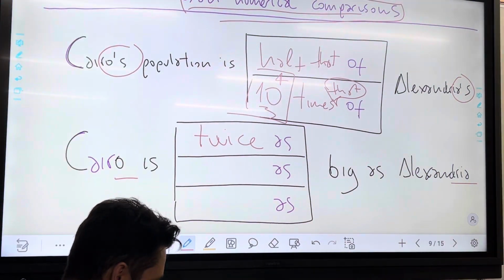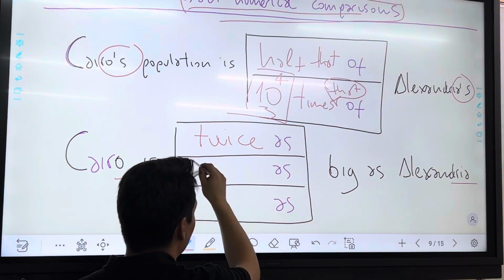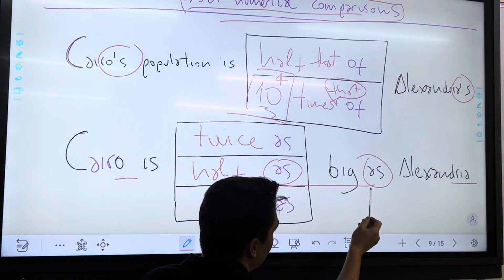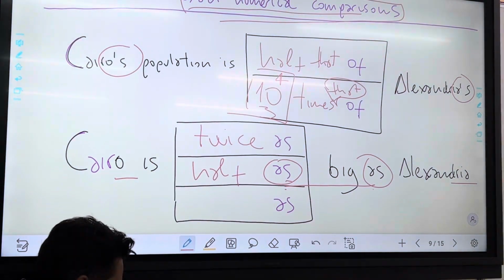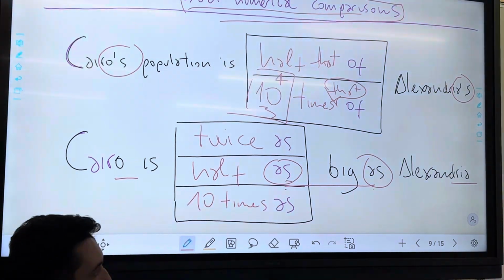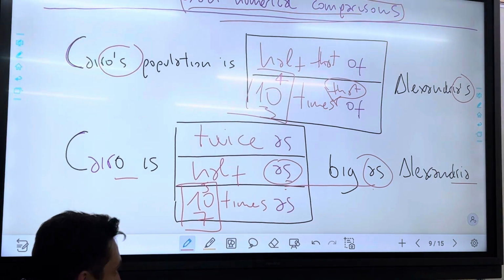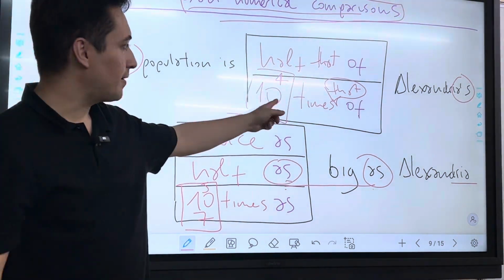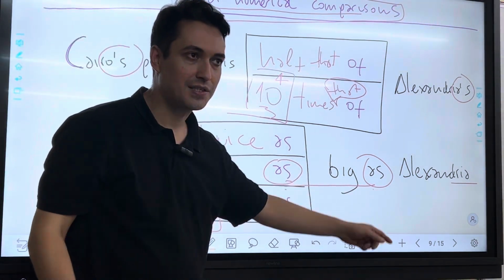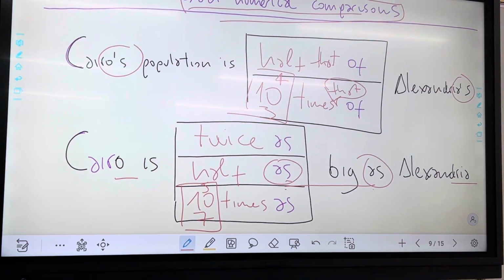Any other way? Full sentence, Sophie. Twice as big as Alexandria. Here we have as. This is the structure that you already know. Twice as big, and also the times. You could say 10 times as big, 7 times as big, 5 times as big. Here you can have a number. Notice the difference. Here you have 10 times that of, and then the Saxon genitive. And here you just have 10 times as big as. So far, so good. Is it clear? Can we continue?